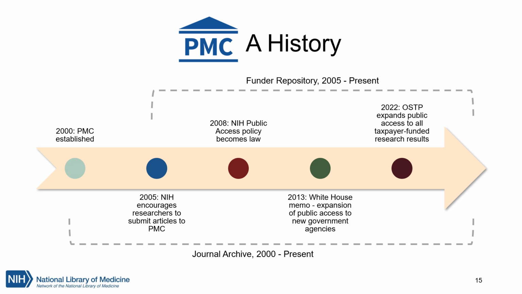Since that time, public access has continued to evolve, first becoming mandatory at NIH in 2008, and then in 2013 expanding to cover all large research funders in the US government. As I mentioned earlier, it expanded again in August 2022, and all federal agencies must make taxpayer-funded publications and research available by the end of 2025.